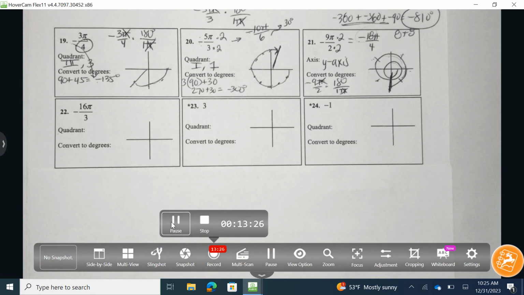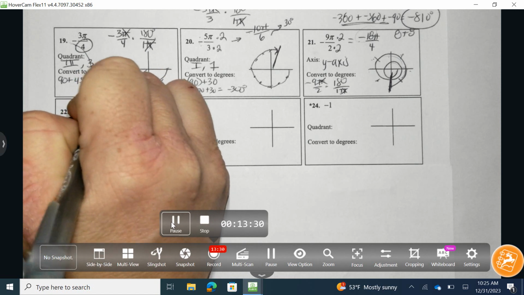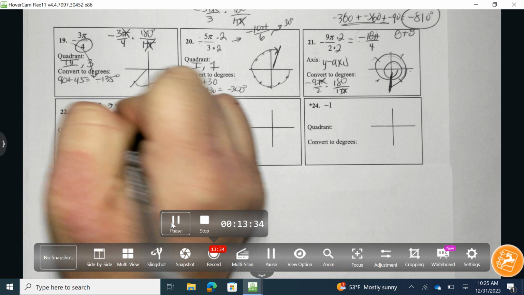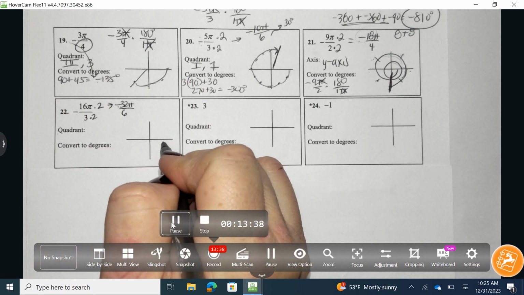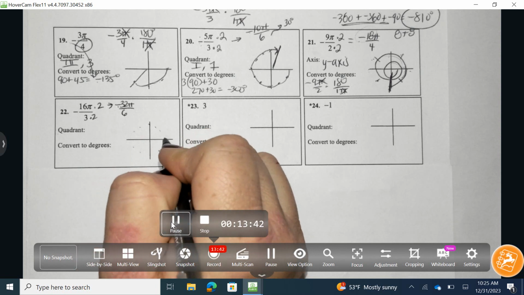All right, so I can't easily convert this into a 4. I can convert it into a 6, which is equivalent to negative 32 pi over 6. Now, if I go around and count, I have to go reverse. So if I go 1, 2, 3, 4, 5, 6, 7, 8, 9, 10, 11, 12, right?